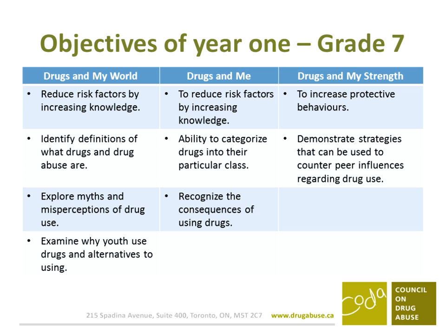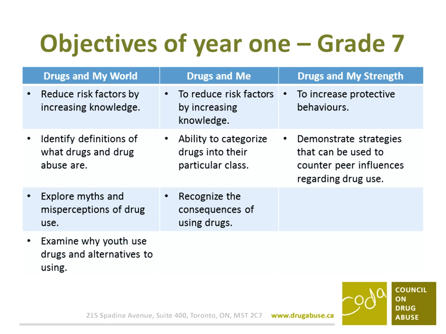So here are some of the objectives, and I'll just use grade 7 as an example. The first visit, Drugs in My World: the objectives are to reduce risk factors by increasing knowledge and identify definitions of what drugs and drug abuse are. We talk about use, misuse, and abuse, and some of the different criteria of those categories. We explore a lot of myths and misperceptions of drug use, and examine why youth use drugs and alternatives to using.